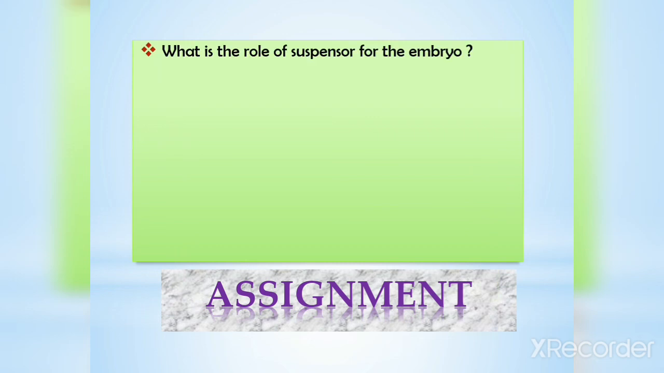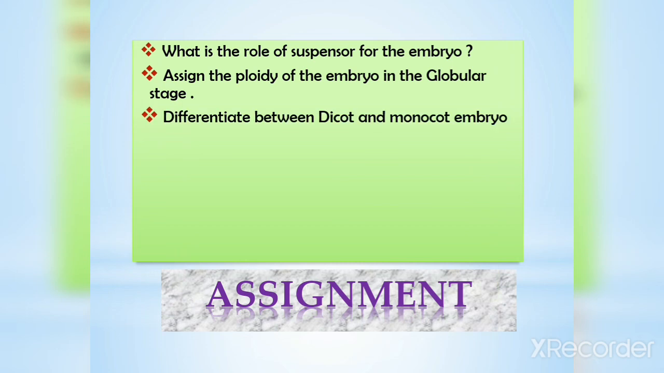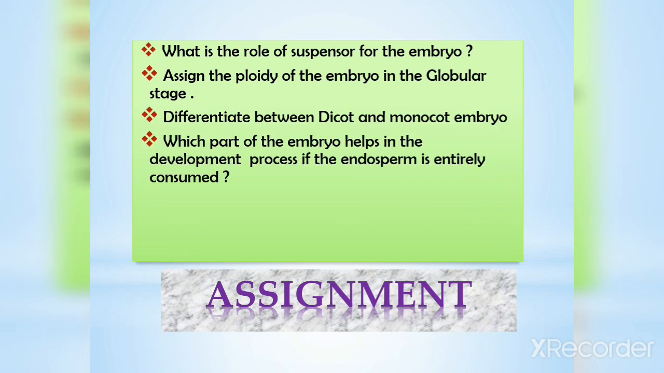Children, there is some assignment for you. What is the role of the suspensor for the embryo? Second question: assign the ploidy of the embryo in the globular stage. You have to give the ploidy of that. You know what ploidy is? It is haploid or triploid or diploid, whatever it is. So you have to mention that. Assign the ploidy in the globular stage. Differentiate between the dicot and monocot embryo.